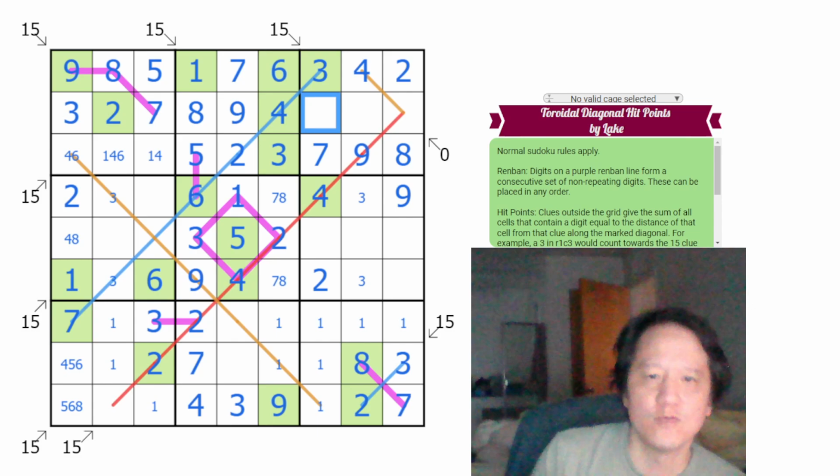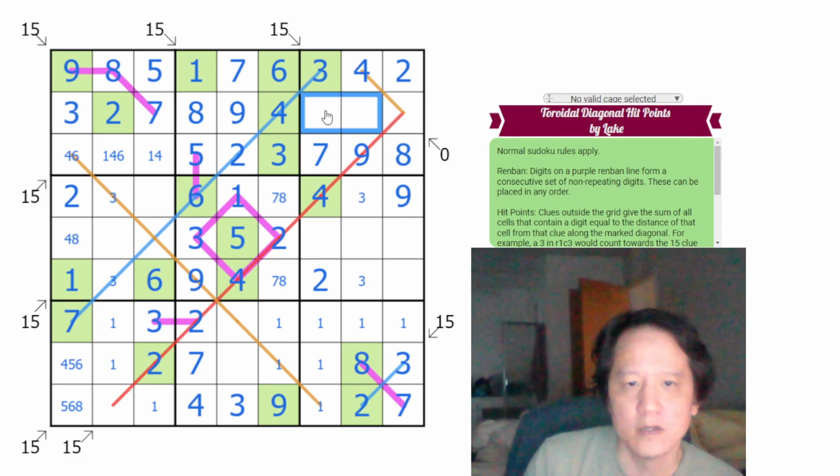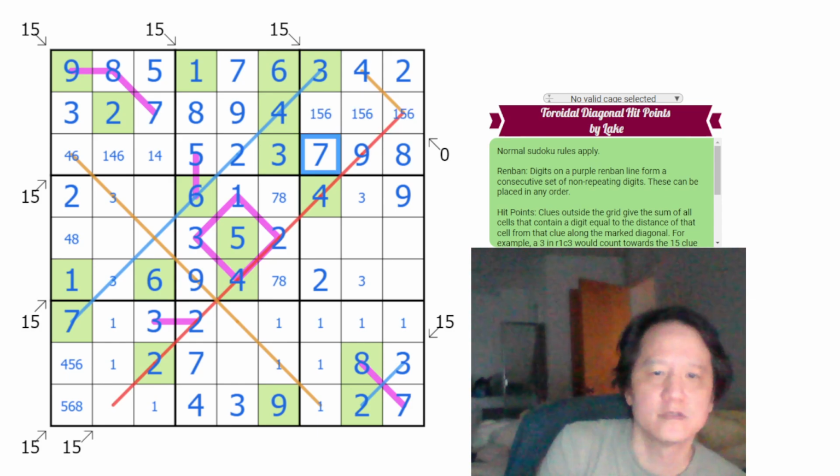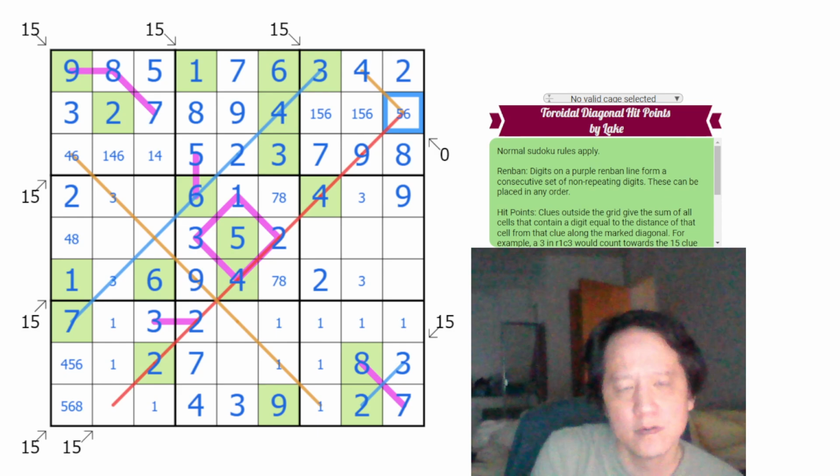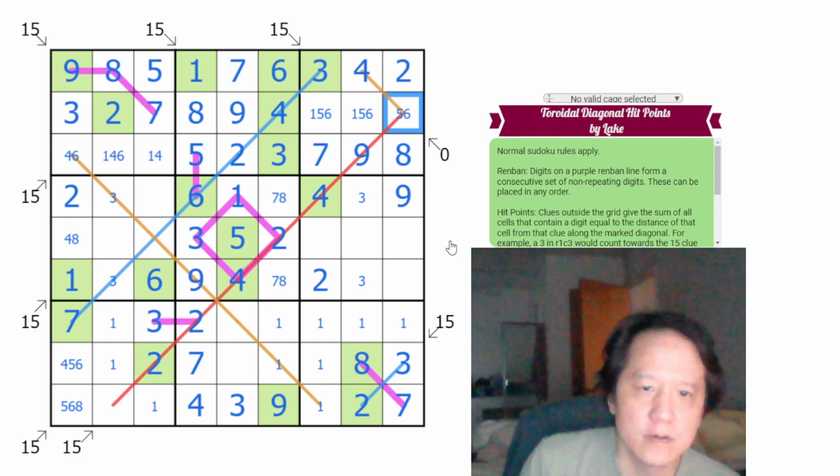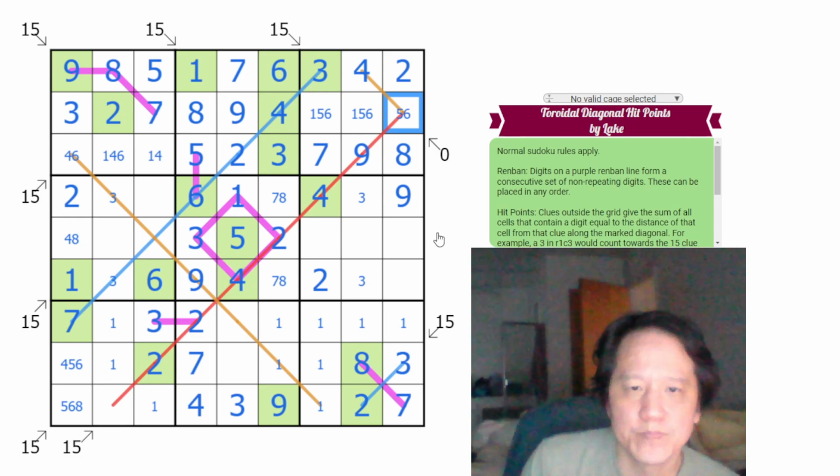We have 1. Okay, so this cannot be 1. So we have 1, 5, and 6, and this can't be 1. It could. Could be 5 or 6. Okay, so we have all. Do we have? We don't have the 4s. So this has to be 4.